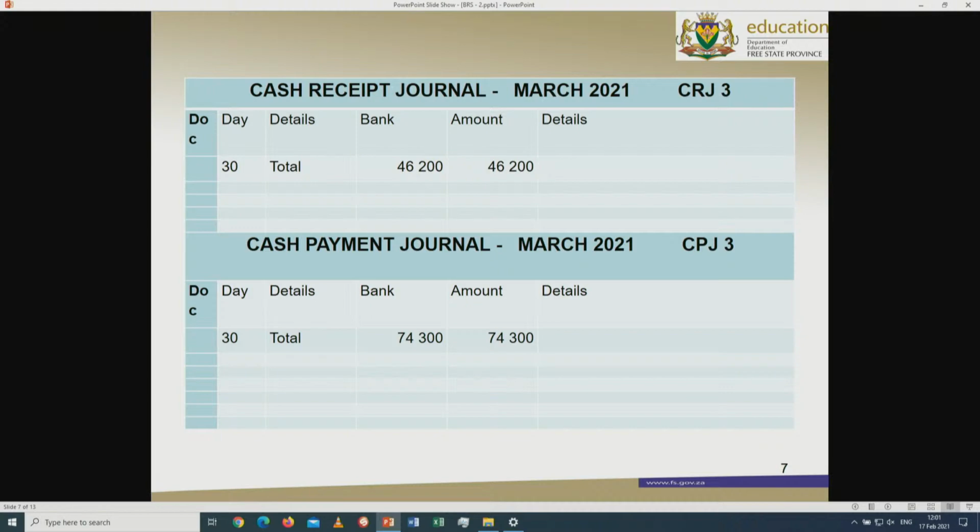The cash receipt journal and the cash payment journal, that is the format of the answer sheet. Remember, we said you are not going to get a lot of columns. You are only going to get bank, amount and details columns. So we are not going to get a lot of columns like in grade 10 CRJ and CPJ, because in bank reconciliation we are only interested in the bank column. We are going to use the sundry accounts details to show the name of the accounts.